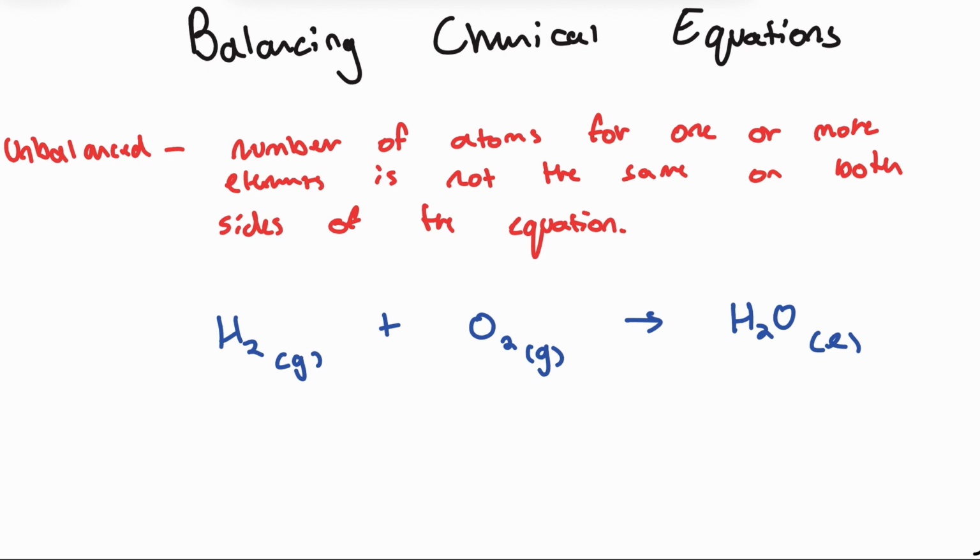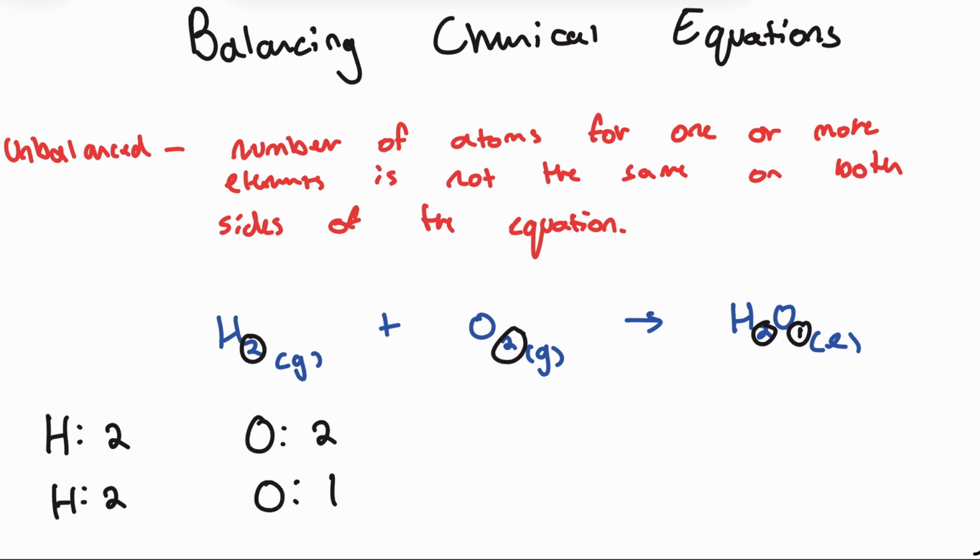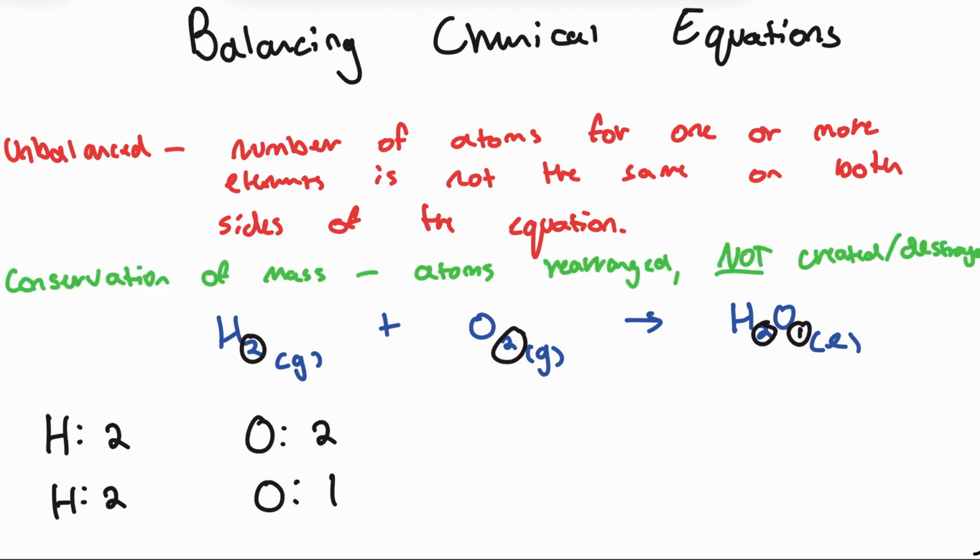On the left side of it, we have 2 atoms of hydrogen. Let's just make a note of that here. And we have 2 atoms of oxygen. But on the right side of the equation, we have 2 hydrogen atoms, but only 1 oxygen atom. This is a really big problem because, again, it violates the law for the conservation of mass, which states that in a chemical reaction, atoms are neither created nor destroyed. So what we have written here is an unbalanced equation, and to make it accurate, we need to balance it.